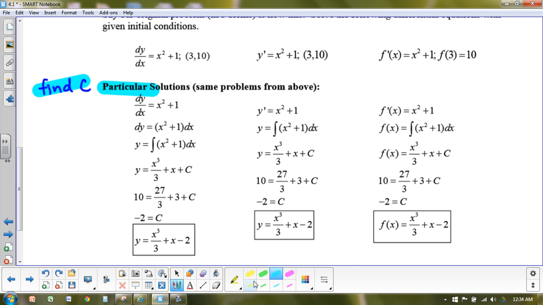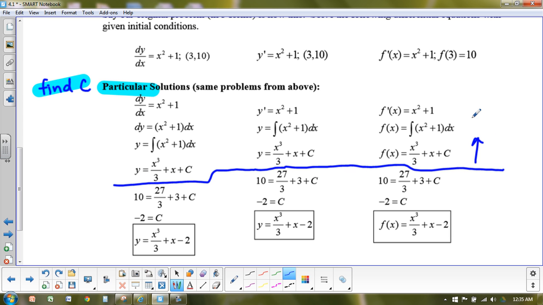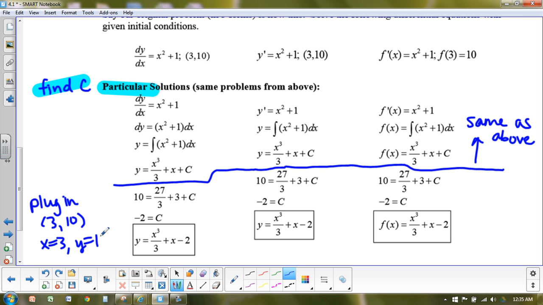So let me find a pen so that we can draw our little divider, because from this step over, this is the same as above. So if you want a general solution or a particular solution, you start off by integrating and you use the plus C. Then, at this point, for all of these below, you're going to plug in the 3, 10. You're going to plug in x as 3, and in this case, y as 10. Same in this problem. X equals 3, y equals 10, and you can figure out what C is.